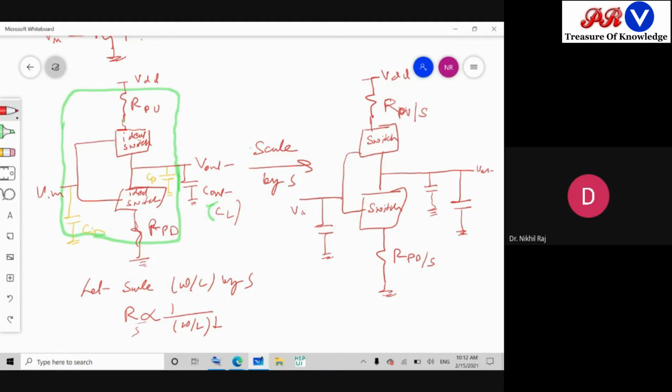Now what about the capacitance? At the input, CGS is proportional to W, L and Cox, so it is proportional to W. When I scale by S, whatever the Cin is will get a factor of S with respect to the earlier value. So here instead of Cin, it will be S into Cin, and here it is CP, so instead of CP, it will be S into CP.